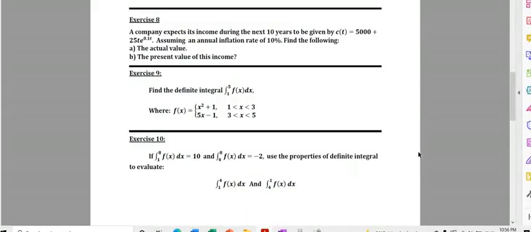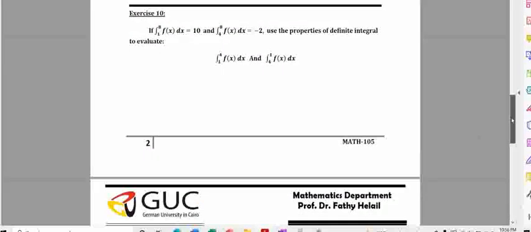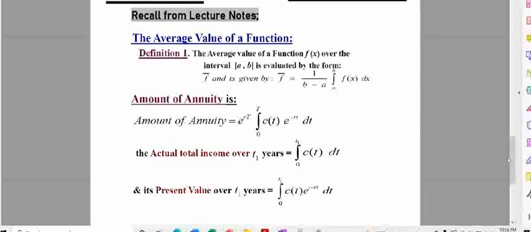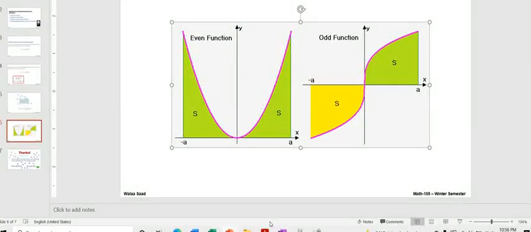Now that was the end of that worksheet. We have these formulas that we are going to use for the average value, the annuity, the actual, and the present values.